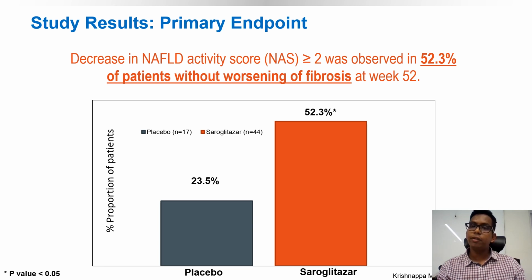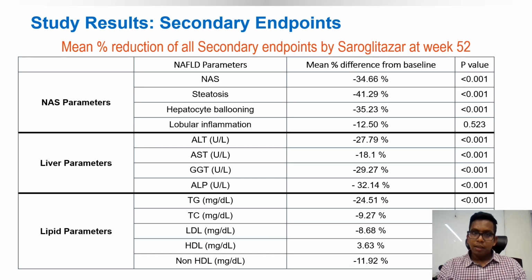So this difference, which definitely showed an improvement in the biopsy parameter, was significant. The difference was significant between the two arms. There was also a decrease in the individual components of NAS, which was a secondary endpoint. For example, 41% reduction in steatosis, 35% in hepatocyte ballooning, and 12% in lobular inflammation. A similar trend was also present in the liver function tests and in the lipid parameters. The percentage reduction is shown here in the slide in the table, and this reduction is found to be significant. So thank you everyone.